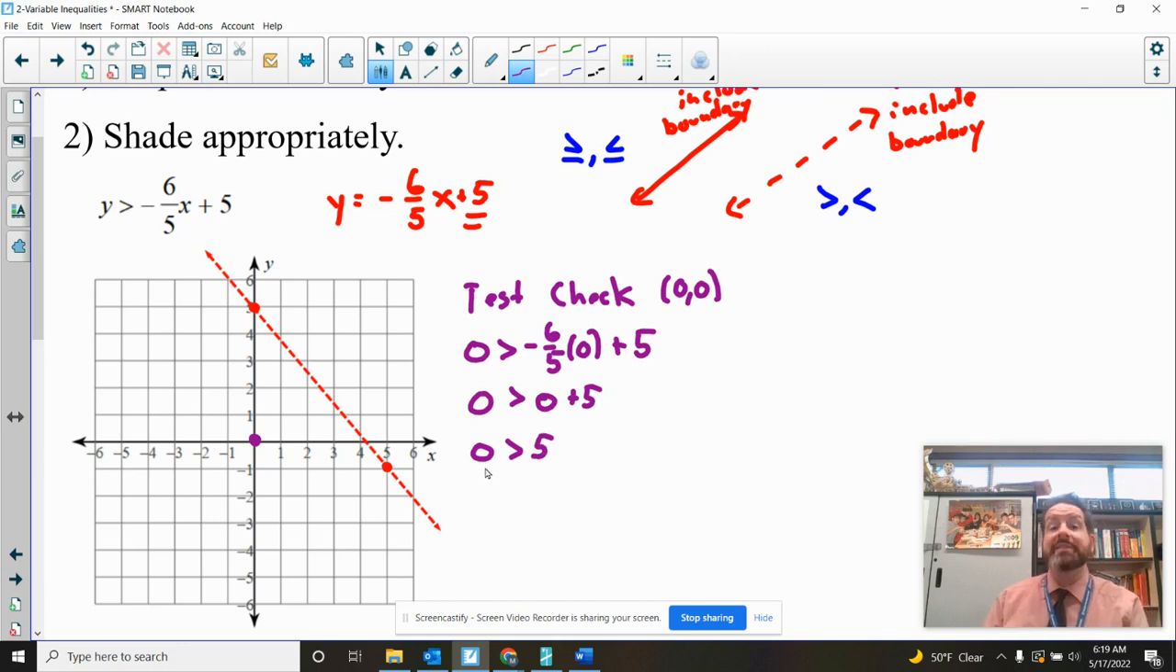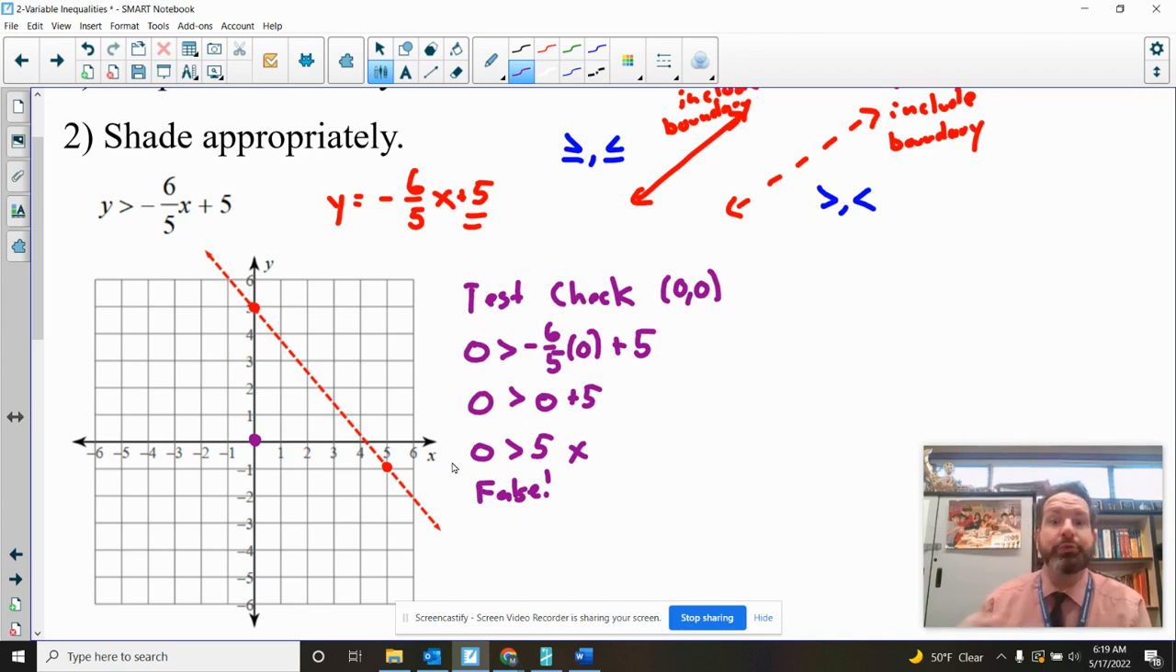Now we've got to ask ourselves, is this true? Is 0 greater than 5? No, 0 is less than 5. This is false. That means 0, 0 is not a solution. And here's the beauty of it. If this ordered pair doesn't solve the inequality, no ordered pair over here solves the inequality. So this is not the side I want to shade on. I want to shade on this side.